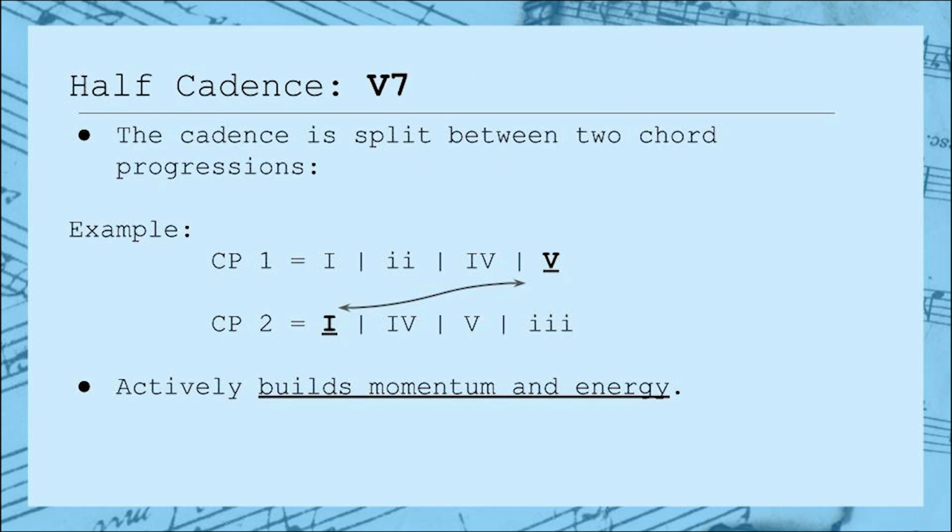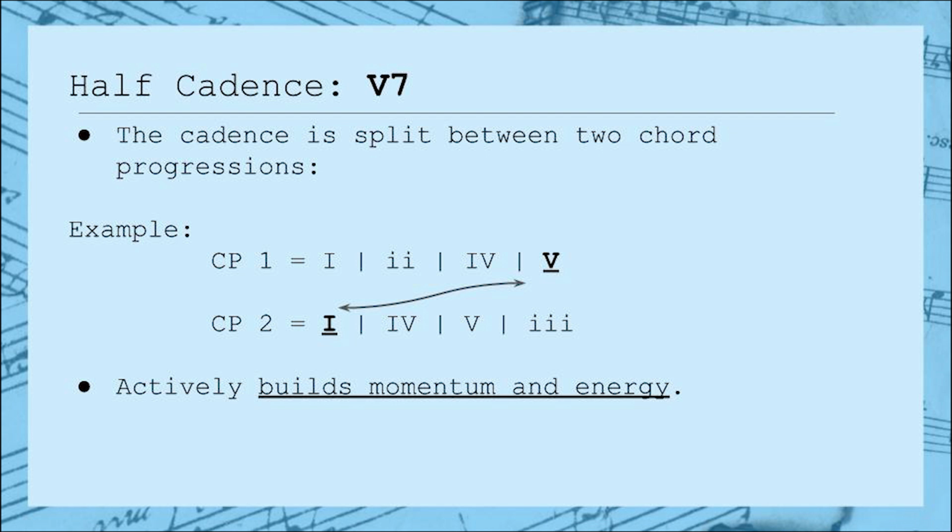Finally, if you want to work with a really weak cadence that helps end a chord progression while actively propelling your music forward, then you can use the half cadence. A half cadence just simply uses the 5 dominant 7 chord as the very last chord in a progression, and then either the major 1, minor 3, or minor 6 chord to start the next one.